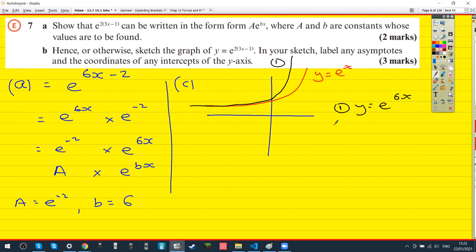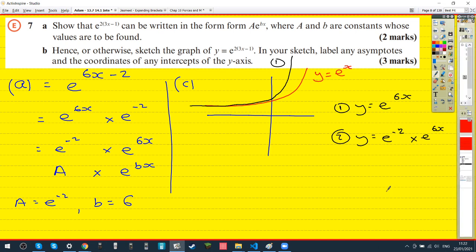And so we want y equals e to the minus 2 times e to the 6x. What will that do? Would that make it go down on the y-axis? I think it would just be a stretch in the y direction by a scale factor of e to the minus 2. And so that'll be like a bit lower, I think. Yeah. Than the black one.